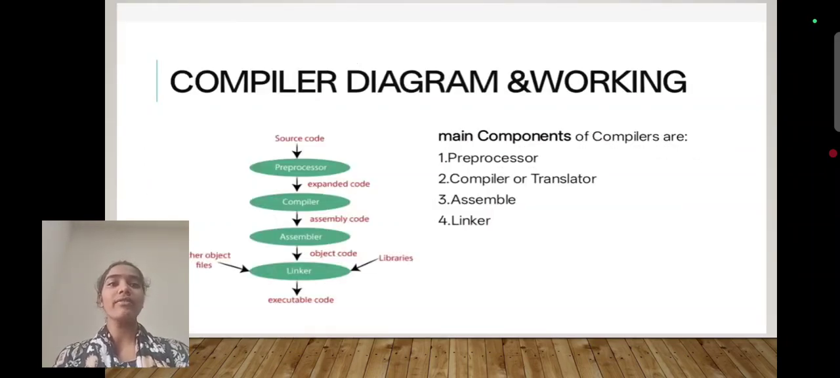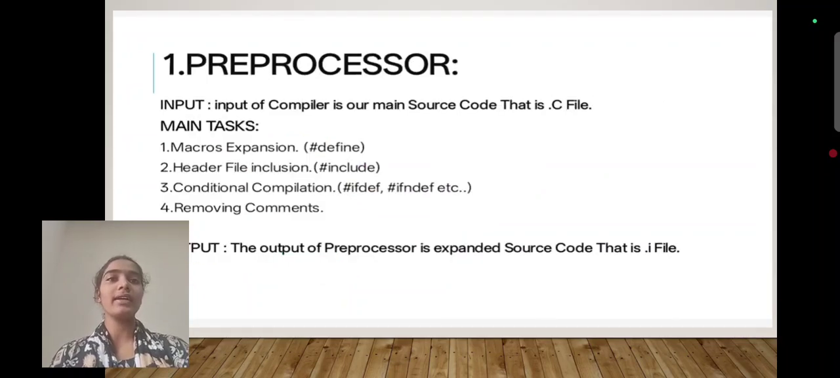Expanded code, which is used for preprocessor. Assembly code, which is used for compiler. Object code, which is used for assembler. Executable and libraries and object files, which is used for linker. Main components of compilers are preprocessor, compiler or translator, assembler, linker.